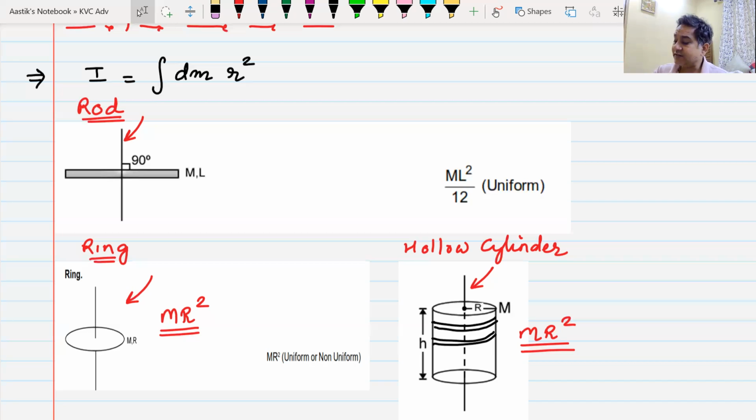Did I ever say that this is the radius? You can find the radius of a rod, and if this is a rod, L by 2 is the radius of the rod? No, my dear friends, this is not the radius of the rod. Who told you that? Have you ever heard of the term radius of a rod? I don't think you would have heard about this term.